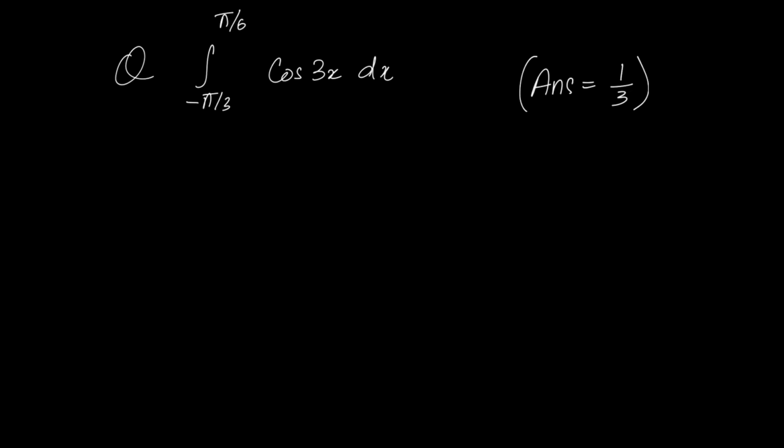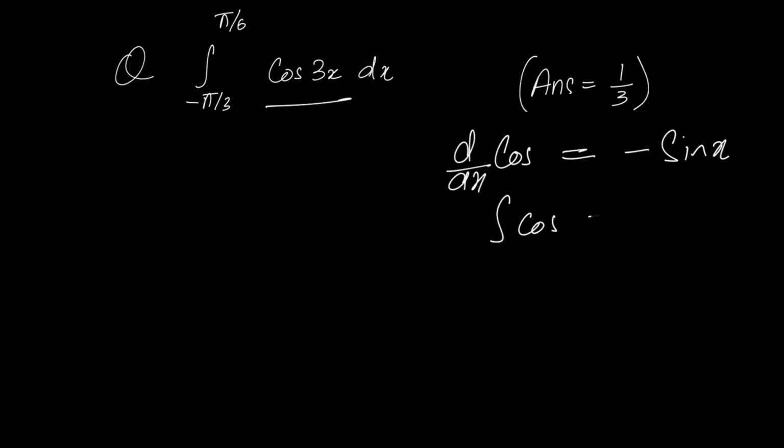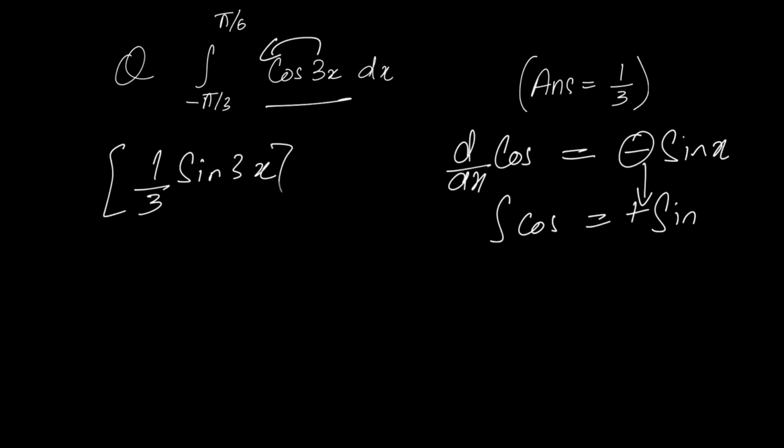All right, so in this question, we have to integrate cos 3x. So we know that the differentiate of cos was minus sine x. So the integrate of cos will be sine x, because it's the opposite. All right, this is negative, this is positive. So we can write this as sine 3x. But because this is integration, we divide it by this, so 1 upon 3, and then we apply the limits, and this will give you the result 1 upon 3.